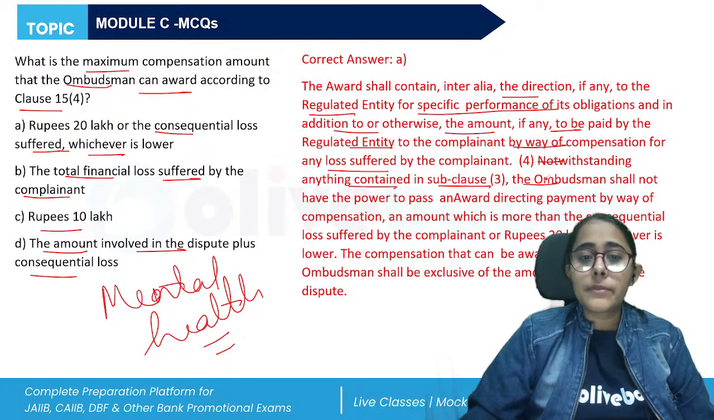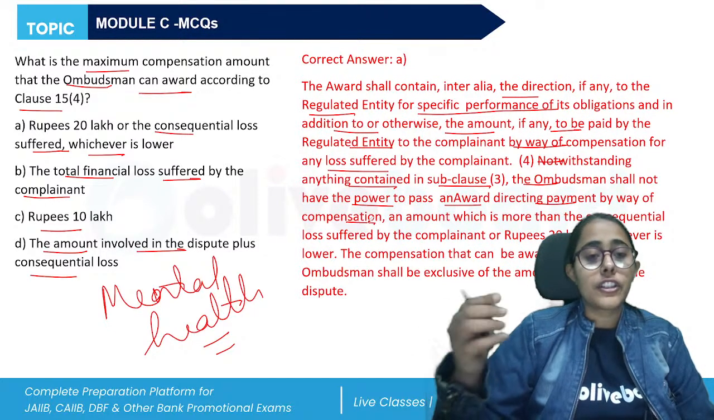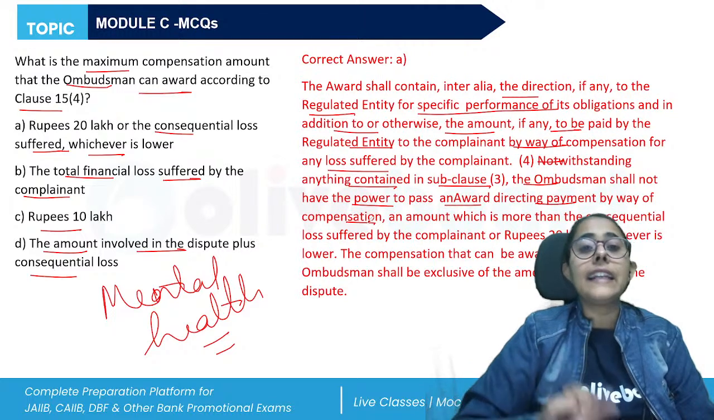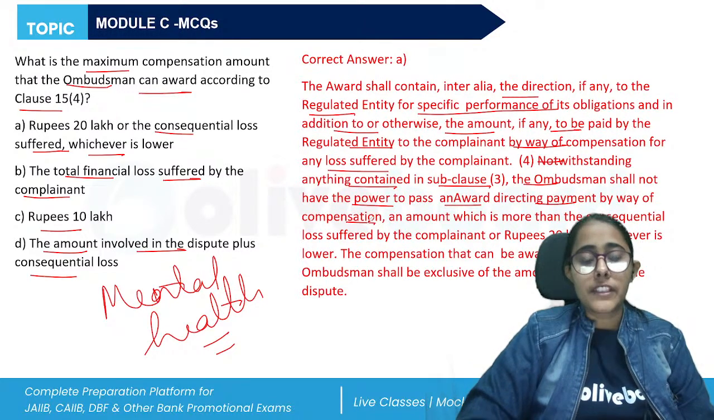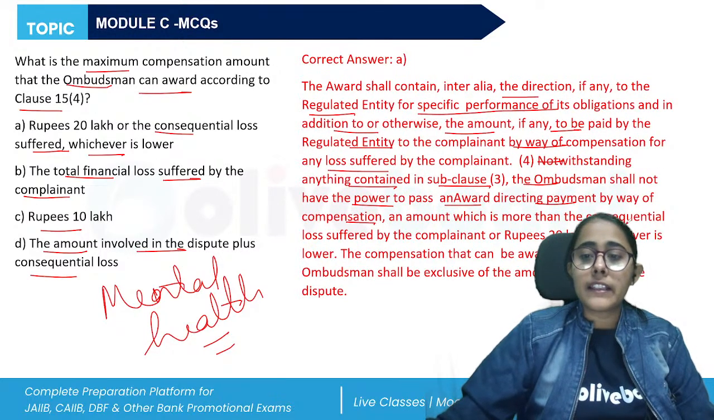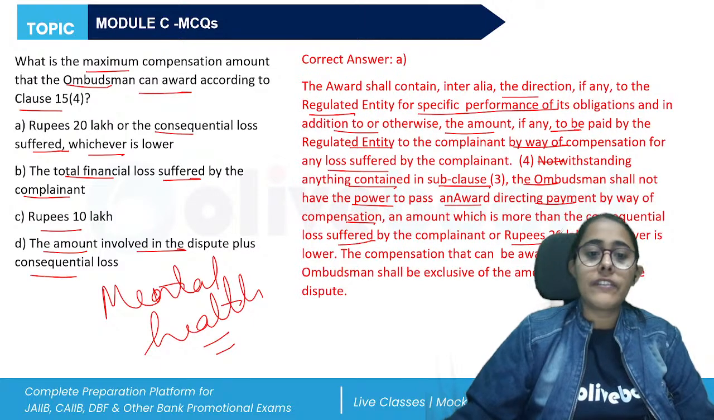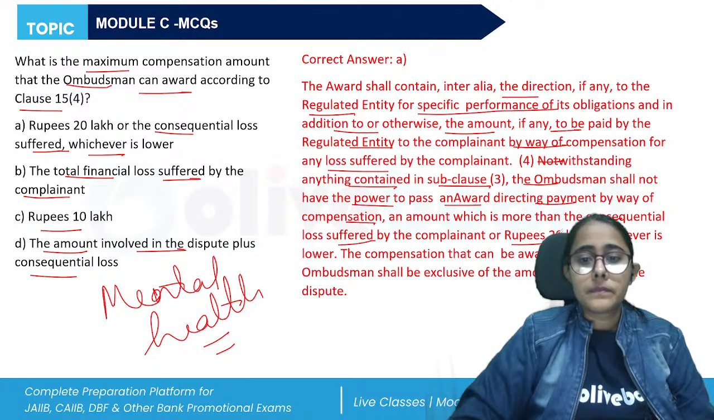So the ombudsman shall not have the power to pass an award directing payment by way of compensation. The ombudsman will tell the regulated entity to make the compensation. They will not directly pass the compensation. They will not make the payment. And here, an amount more than the consequential loss suffered by the complainant or rupees 20 lakh, whichever is lower, cannot be awarded. Right?